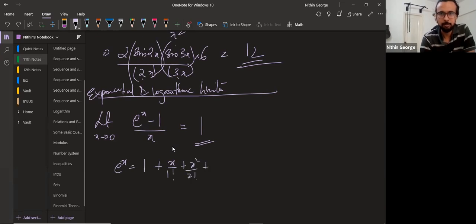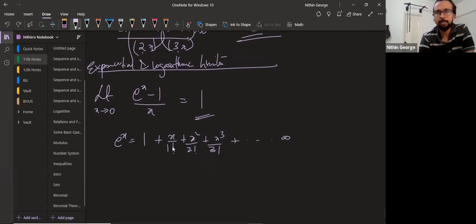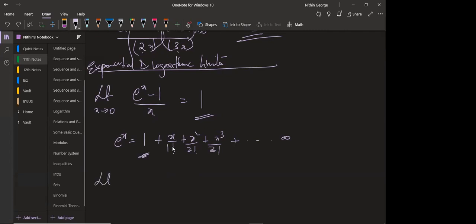E power x can be written as 1 plus x by 1 factorial plus x square by 2 factorial plus x cubed by 3 factorial and so on till infinity. Okay. Now, e power x minus 1 will cancel this 1 out. You can see that clearly, right?